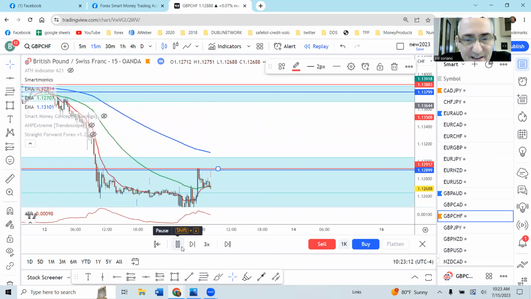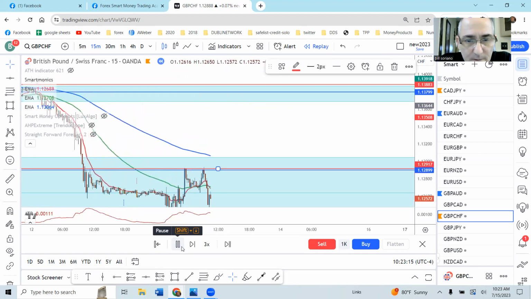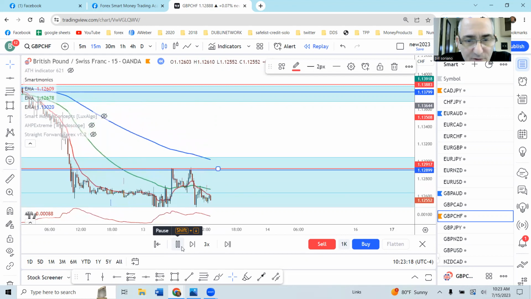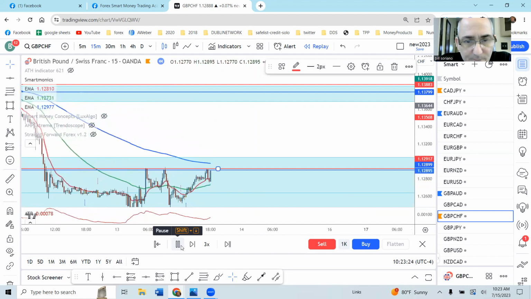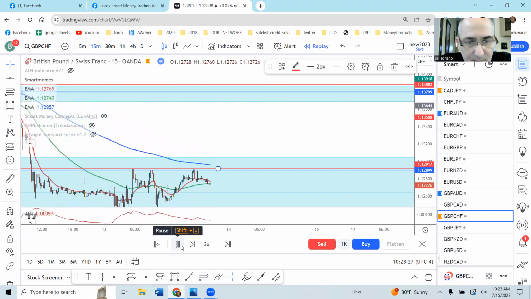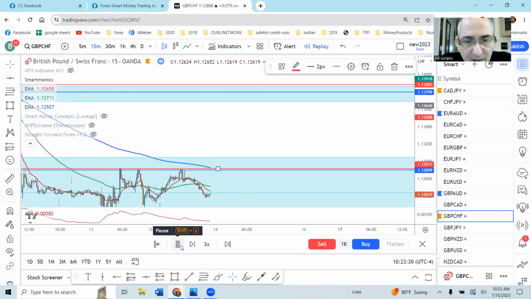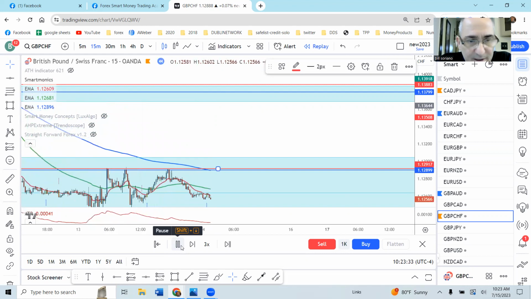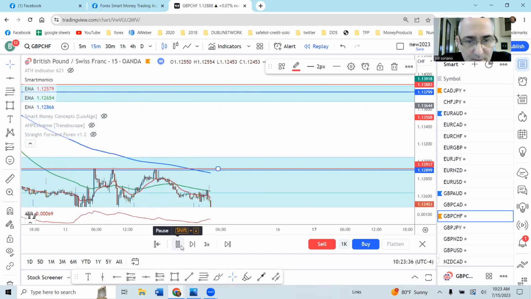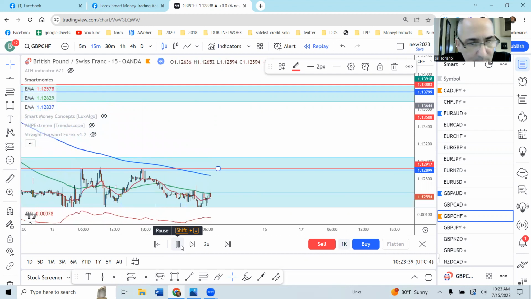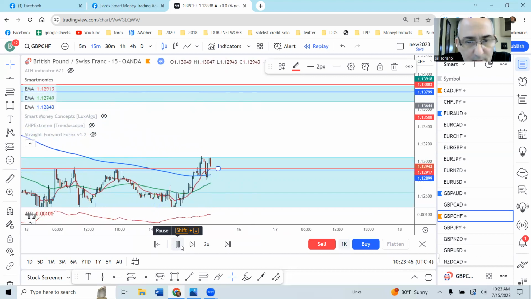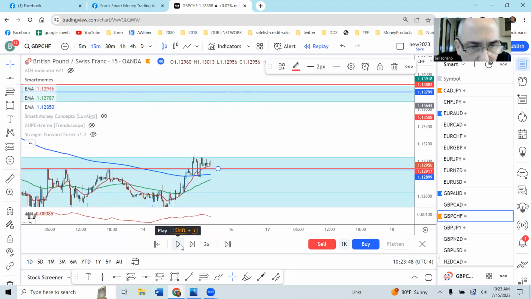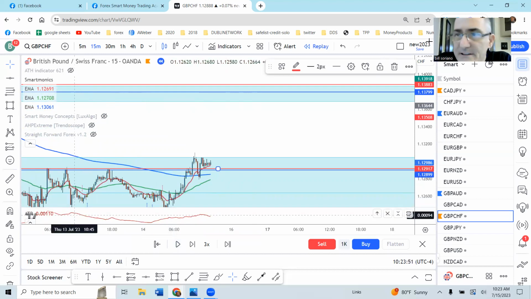Right, so right there you see we get a move up, but it doesn't break structure, right? See how price just moves up and down in this range here. And we don't have to do anything yet. We haven't gotten our change of character yet. Now we see here, let me just wait 1 minute here.